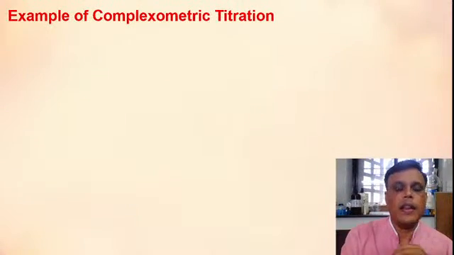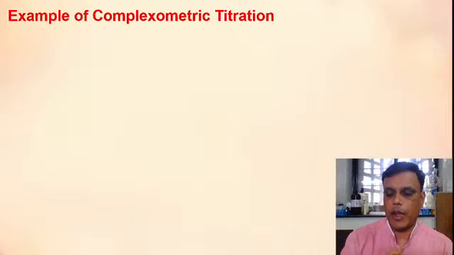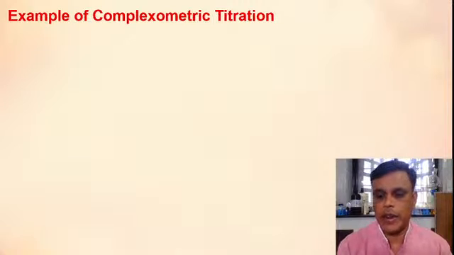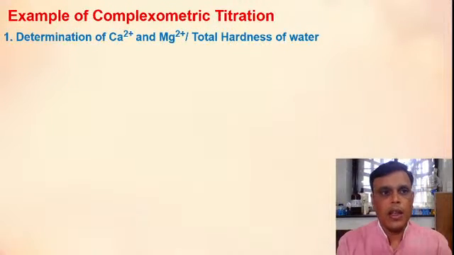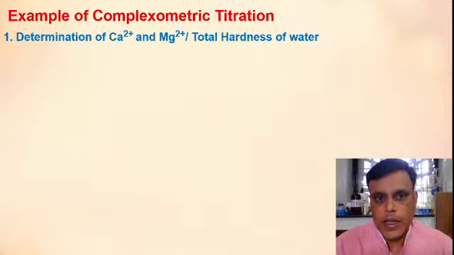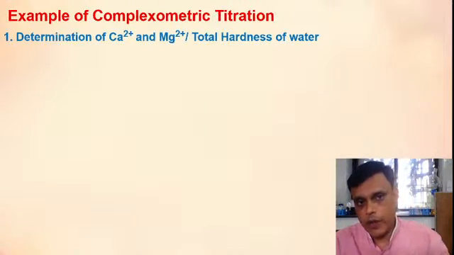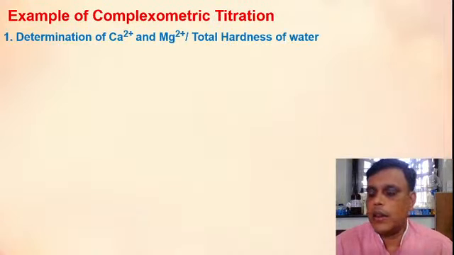Okay, then we will see the example of complexometric titration, which is a very important point. Let us see here: determination of calcium 2 plus and magnesium 2 plus ions, or determination of total hardness of water. This is a very famous, popular example of complexometric titration. We have to determine the percentage or amount of calcium or magnesium in a hard water sample.